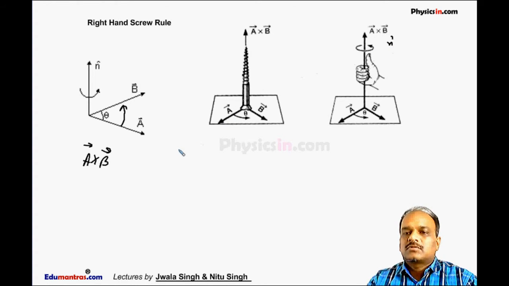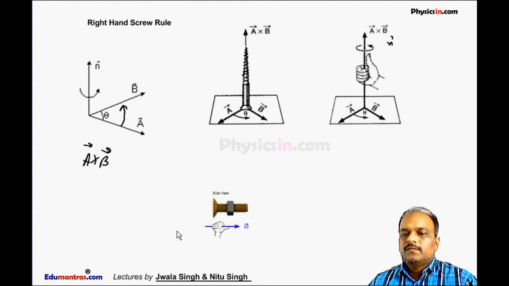This law is also called the right hand screw rule. See the movement of a screw. If we rotate this screw in the direction of the rotation of this finger, then the thumb will point in the direction of this vector n cap.